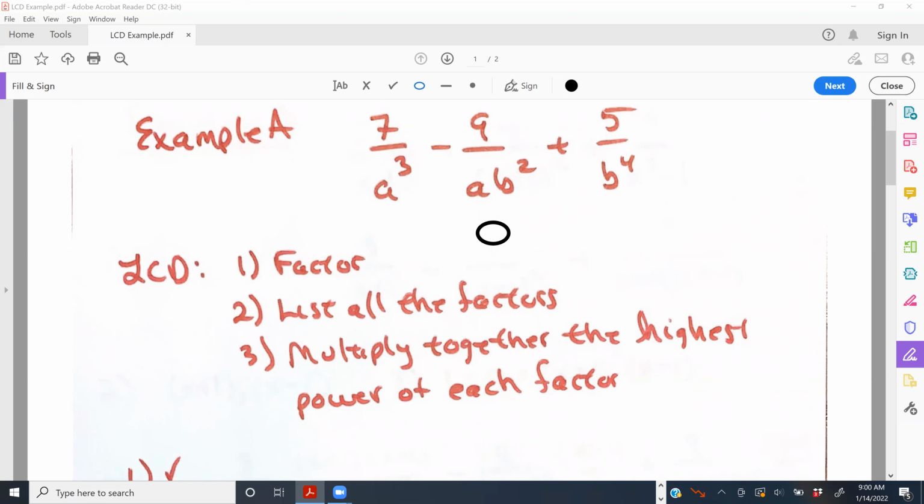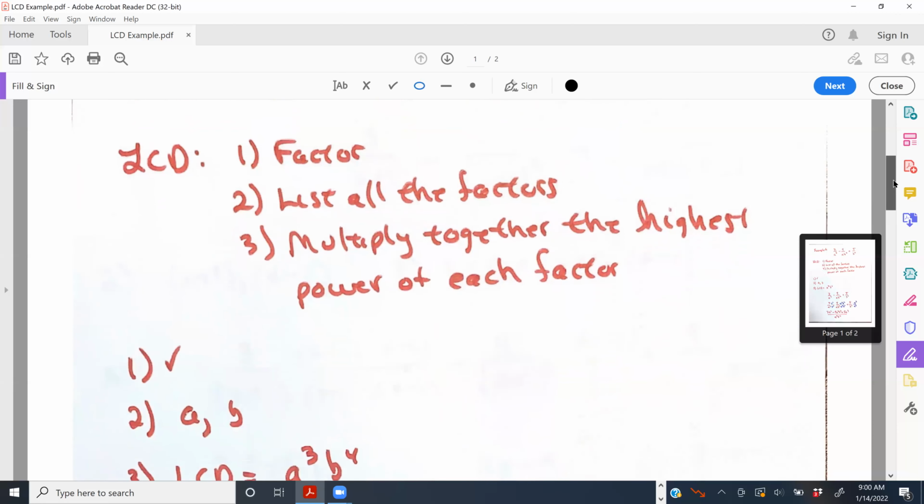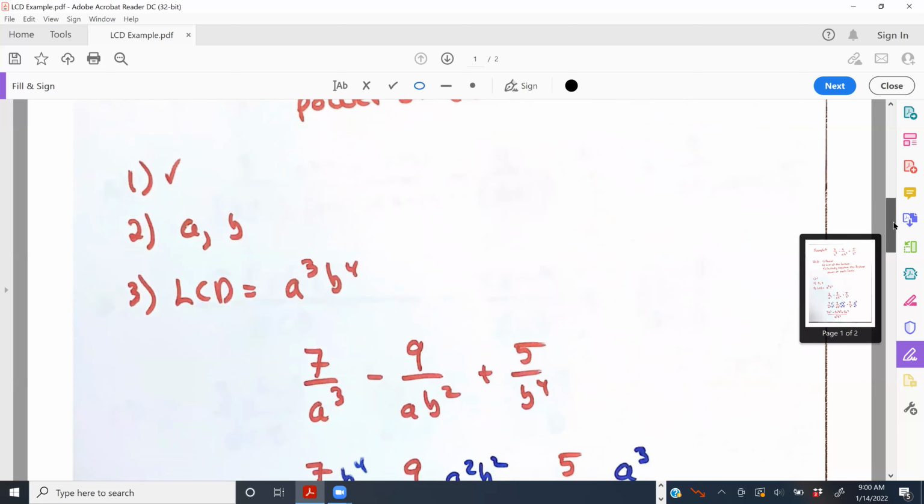Now, in this particular example, the denominators are pretty much already factored, so we can ignore the first part of this. But let's take a look at some of the other ones. If you look at these terms in the denominator, there's really two factors. There's an A and a B. So that's all there is to step two. And I like putting that as a second step because it gives you a little more organization and helps you out with the third step.